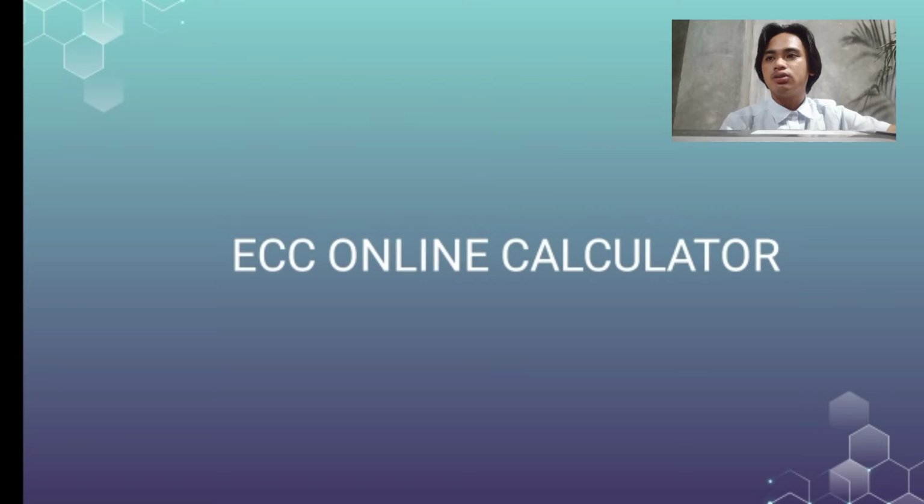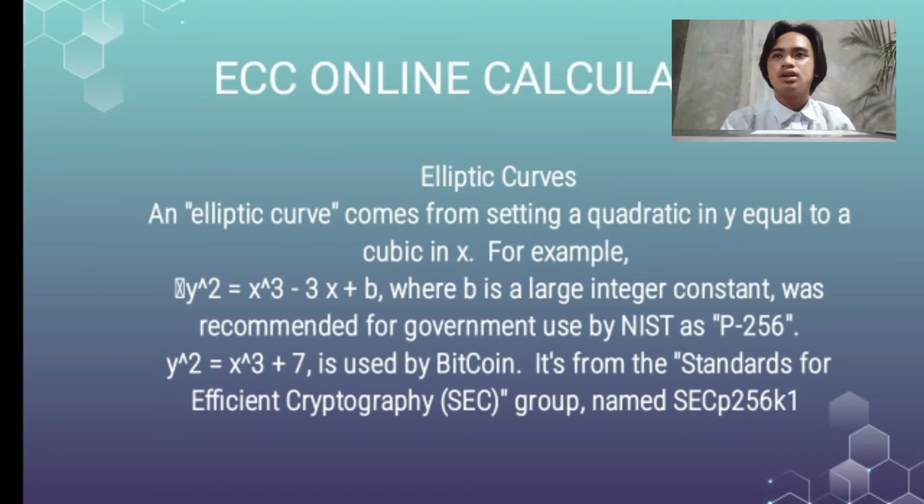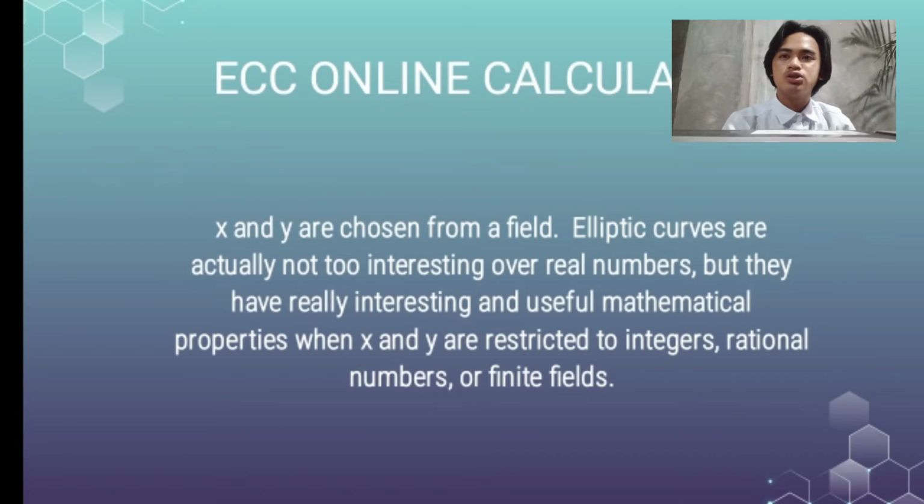RSA Online Calculator. Elliptic curves. An elliptic curve comes from setting a quadratic in y equal to a cubic in x. For example, y squared equals x cubed minus 3x plus b, where b is a large integer constant, was recommended for government use by NIST as P-256. Y squared equals x cubed plus 7 is used by Bitcoin. It's from the Standards for Efficient Cryptography, or SEC, group, named secp256k1. X and Y are chosen from a field.